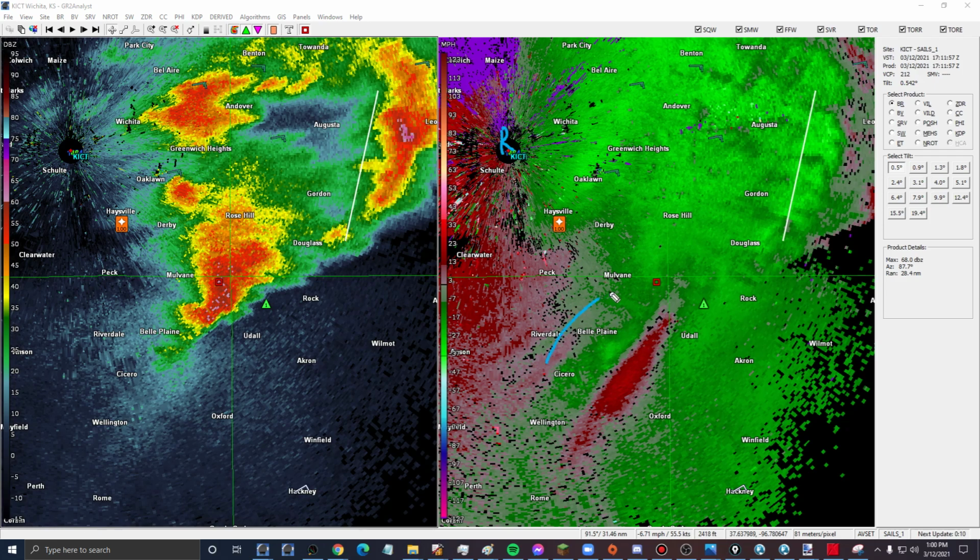If you pay attention over here, the area I'm circling, you can actually see where we have outbound winds moving away from the radar. We have inbound winds moving towards the radar. By this, we can assume that there is what we call divergence going on. Basically, air moving away from each other in both directions at one given point.